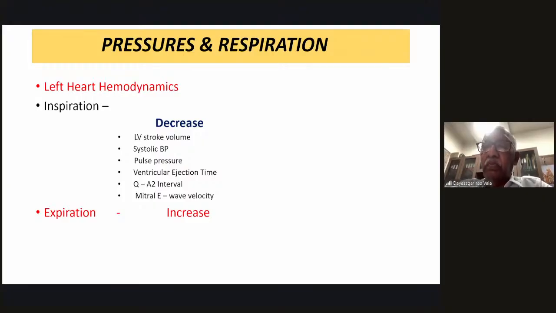And because of that, the ventricular ejection time, the Q-A2 interval, also decreases. And by Doppler criteria, the mitral E velocity also decreases. And the reverse happens when the patient or the person expires. So this is the basic, normal, fundamental hemodynamics. This is independent of the disease. Can I have the next slide?